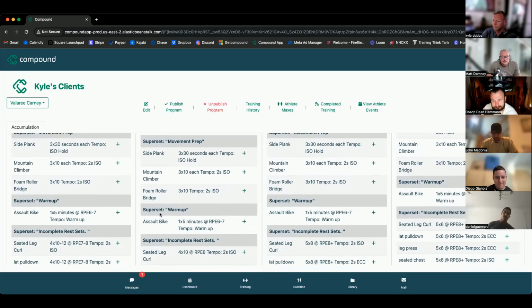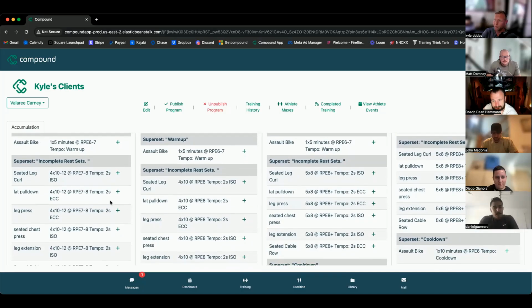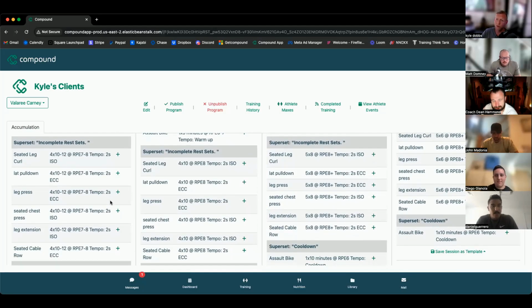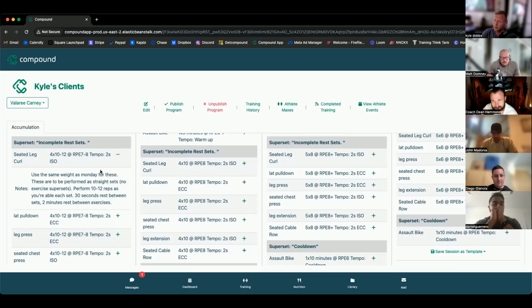Day 3, we've got incomplete rest blocks. So now we're looking for building glycolytic tolerance. I want occlusion. I'm picking these same 6 exercises, and now I'm working with incomplete rest blocks, which if you're not familiar with that, these are straight sets rather than a superset. She's using the same exact weight she used on day 1, but now instead of 3 sets of 15, we're doing 4 sets of 10 to 12 with 30 seconds rest between the sets.